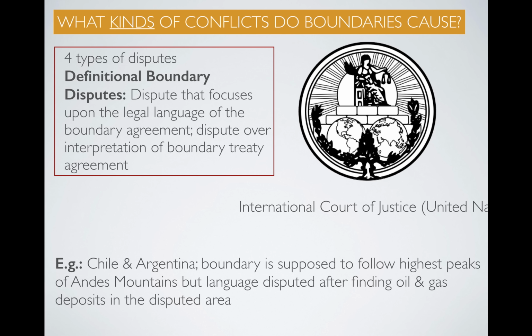So for example, Chile and Argentina have a definitional boundary dispute because they have a treaty that says that the boundary between the two countries is supposed to follow the highest peaks of the Andes Mountains. So the territory is owned by whichever state, all the way up to the highest peak of the Andes Mountains. But now the language of the treaty is being disputed because there's oil and gas that were found in those regions. And so now Chile and Argentina are both laying claim to the area of that boundary dispute.